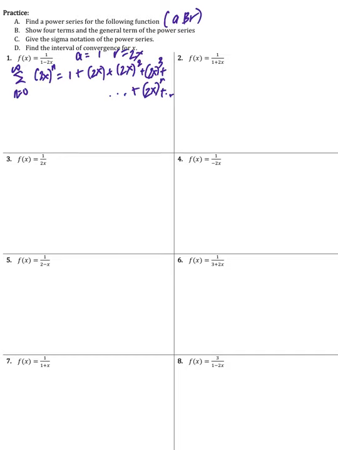And then lastly, finding that interval of convergence. -1 is less than 2x is less than 1, so -1/2 is less than x is less than 1/2 will be your interval of convergence.